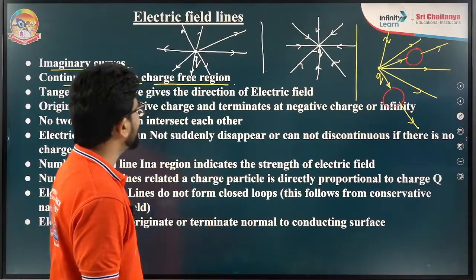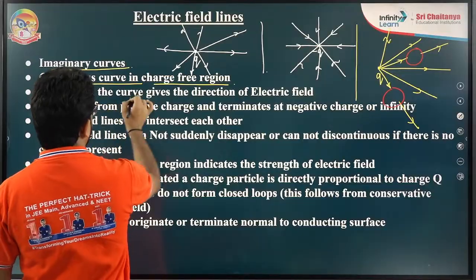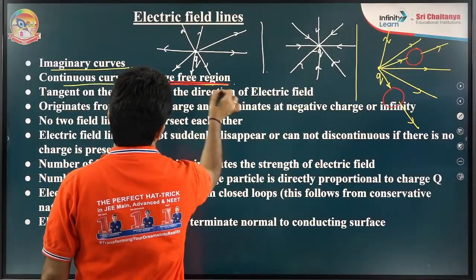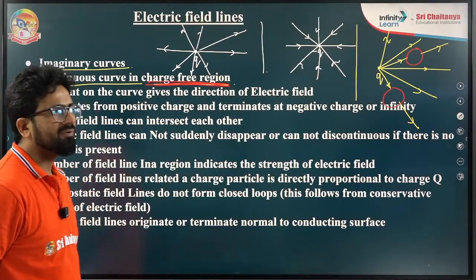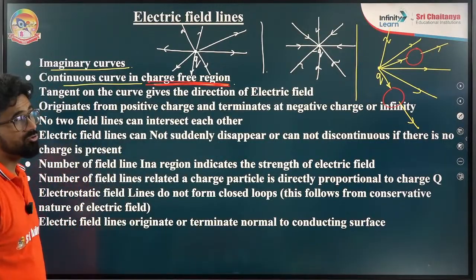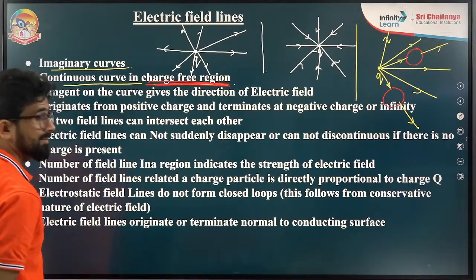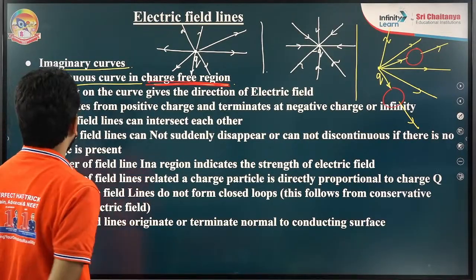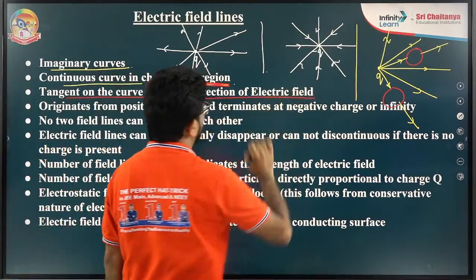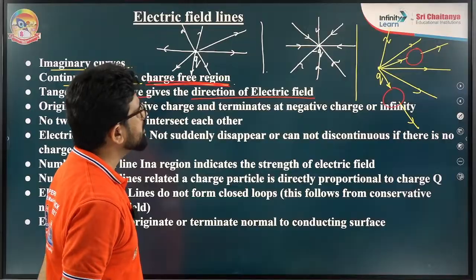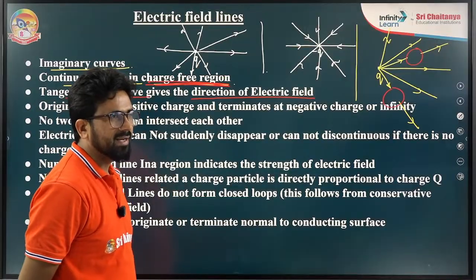So in a charge-free region, it would be a continuous curve. This should be clear to you. Sometimes it is already asked in the paper. The tangent on a curve gives the direction of the electric field. The tangent on this curve gives the direction of the electric field.